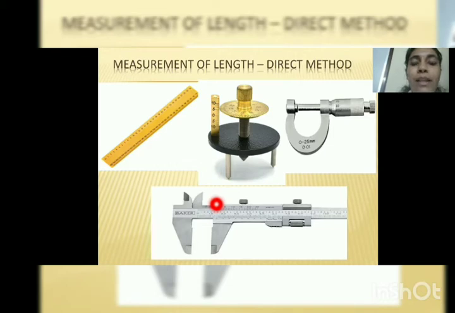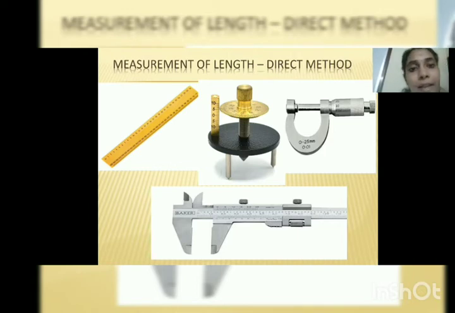Then what will be the indirect method? And when do we use this indirect method? That is most important. Children, suppose you want to measure the distance of a planet from Earth or the distance of a planet from the Sun. Can you use this meter scale, or can we use this screw gauge or vernier calipers to measure such large distances? No. So in such cases we will go for an indirect method.